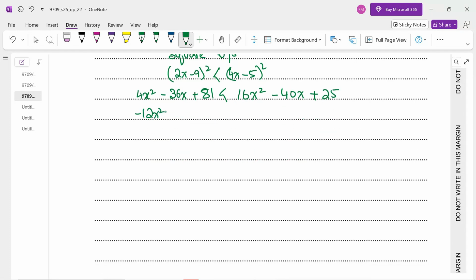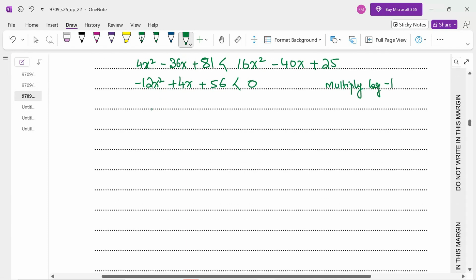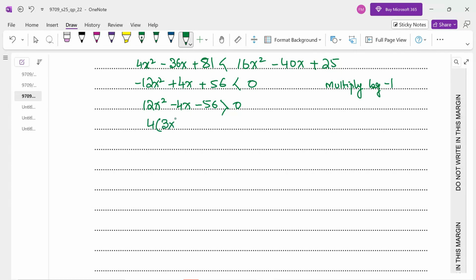We move all the terms to the left side: negative 12x square plus 4x plus 56 less than 0. Multiply by negative 1 and the inequality will change, so we will have 12x square minus 4x minus 56 greater than 0. Taking 4 common, we will have 4 times 3x square minus x minus 14 greater than 0, and this reduces to 3x square minus x minus 14 greater than 0.